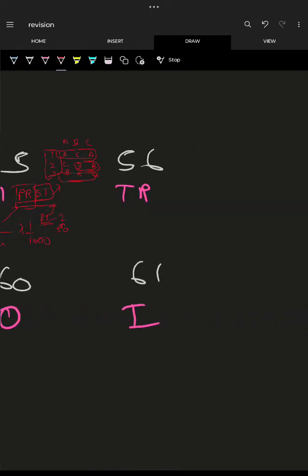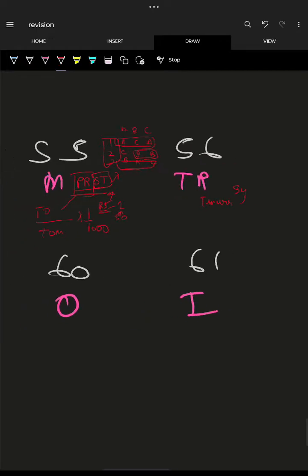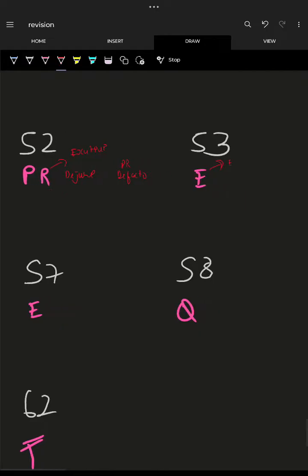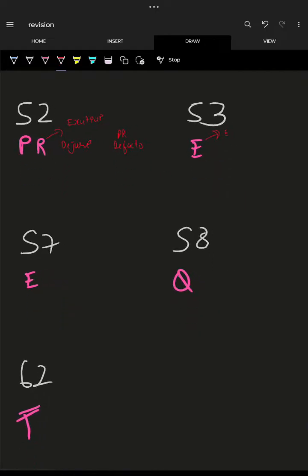Then TR is tenure of 5 years. Then E is your emoluments or something. Then eligibility of re-election. Yeah, in India you can be re-elected as many times as possible, but in the US it is only 2 times.